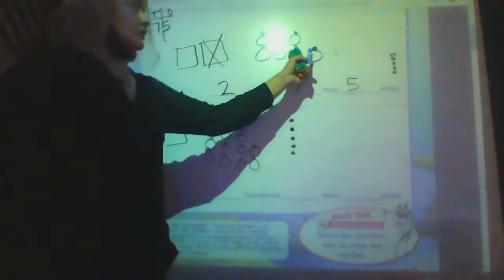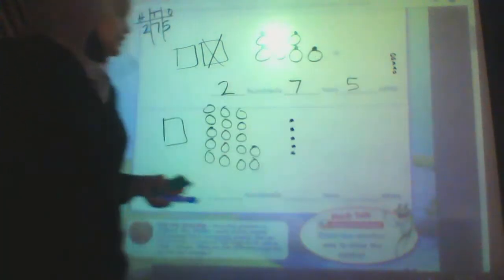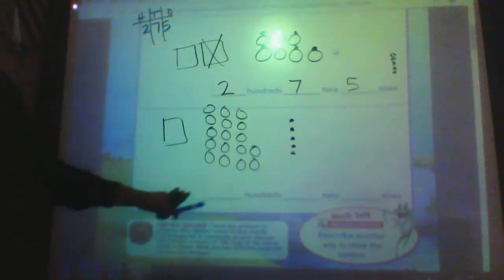What if you break the 7? How many do you have to break? You can break one. No, only one. You can break one of these 10s instead. Draw 10 more ones. Okay, so now with my new picture, I have new information.